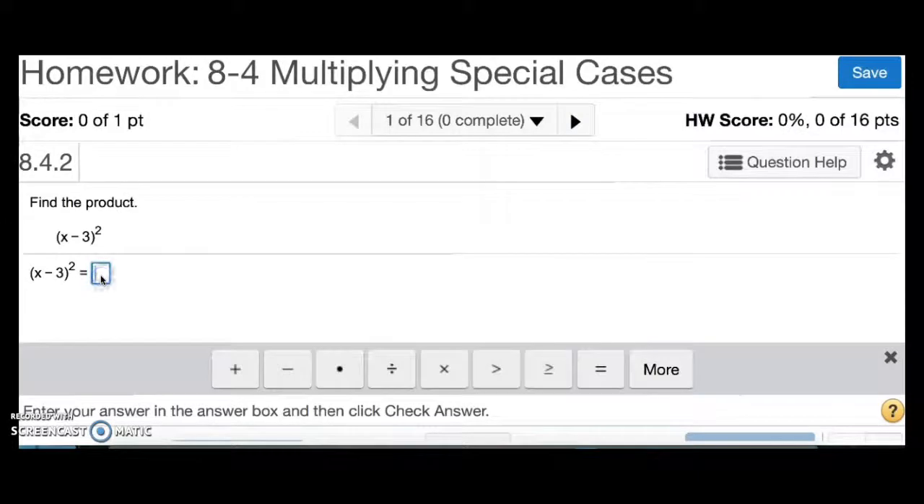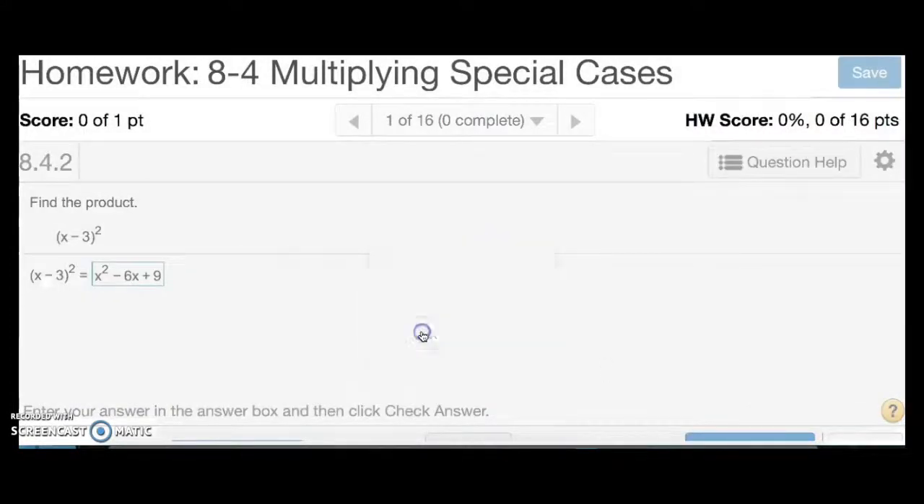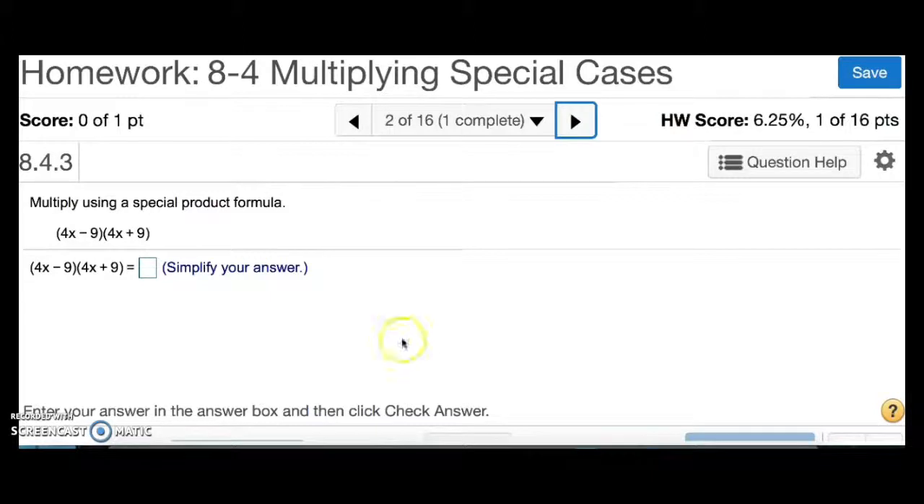So we have x squared minus 6x plus 9. That is number 1. Number 2, we're going to multiply using a special product formula. So let's take a look at that.